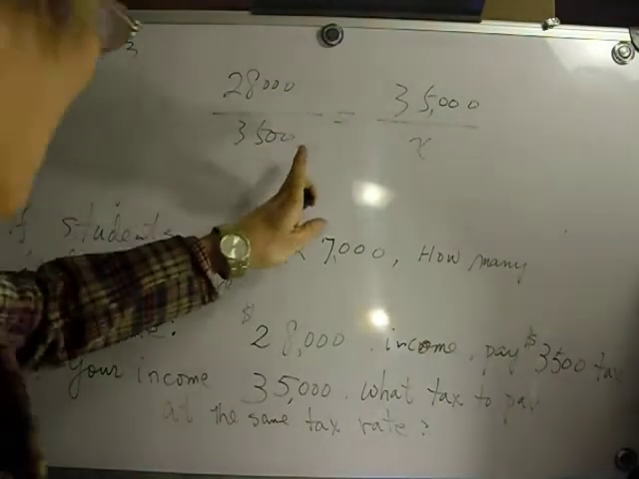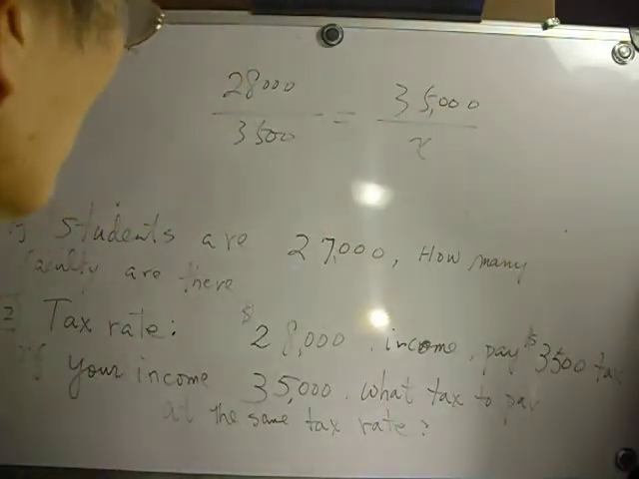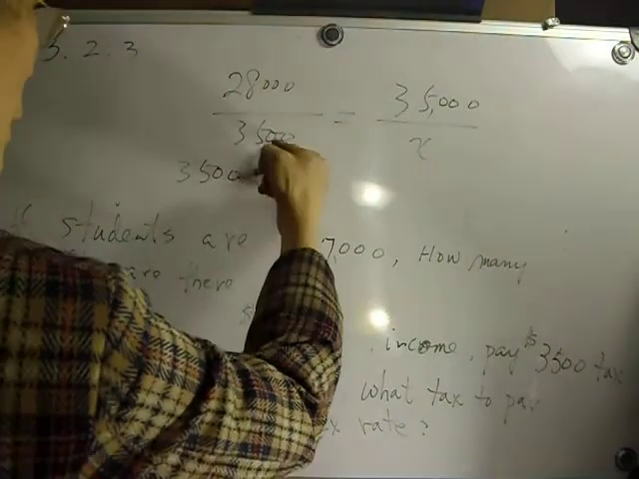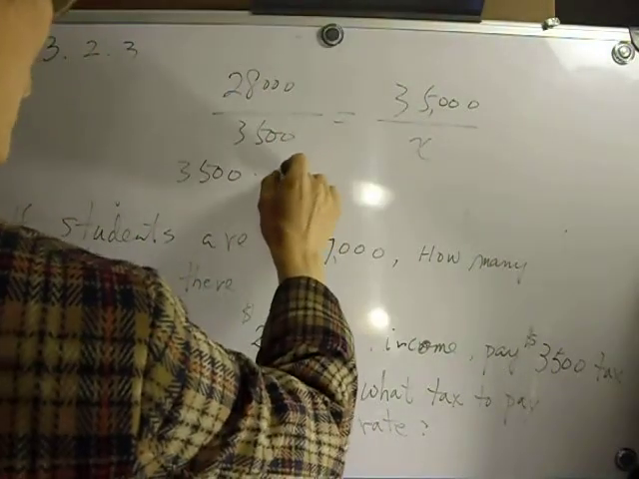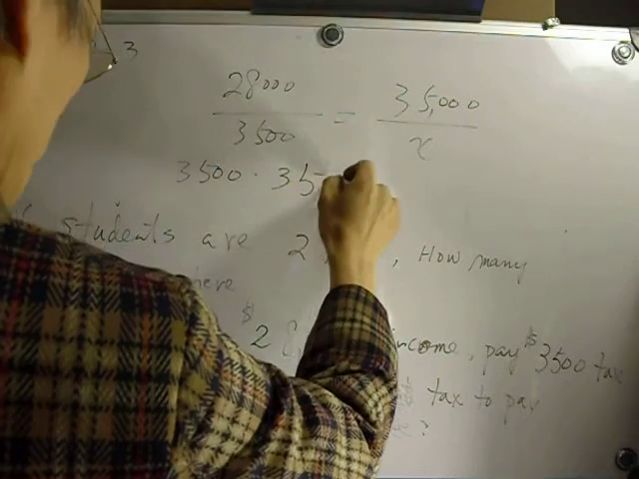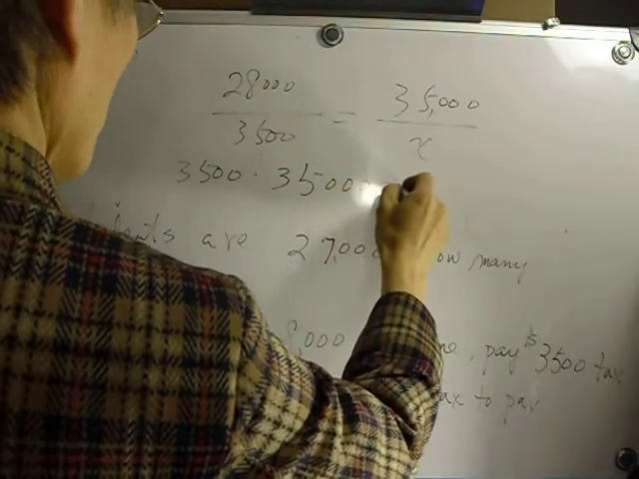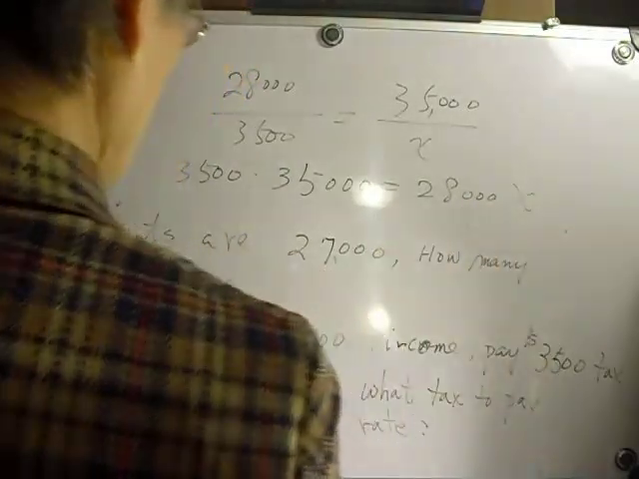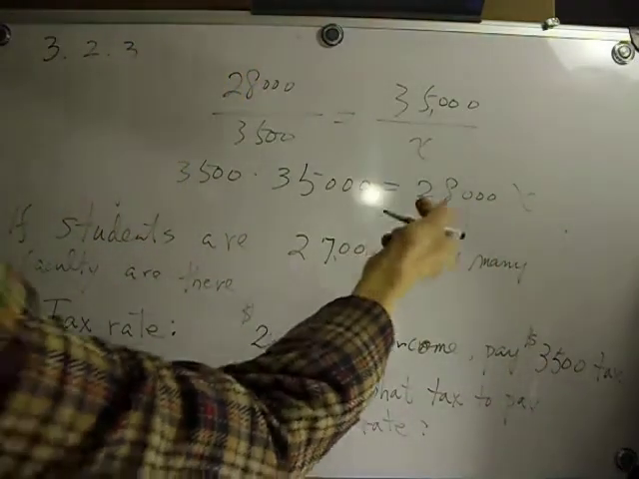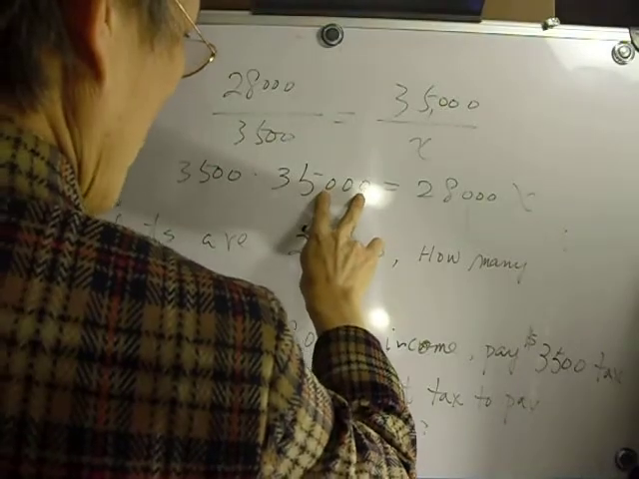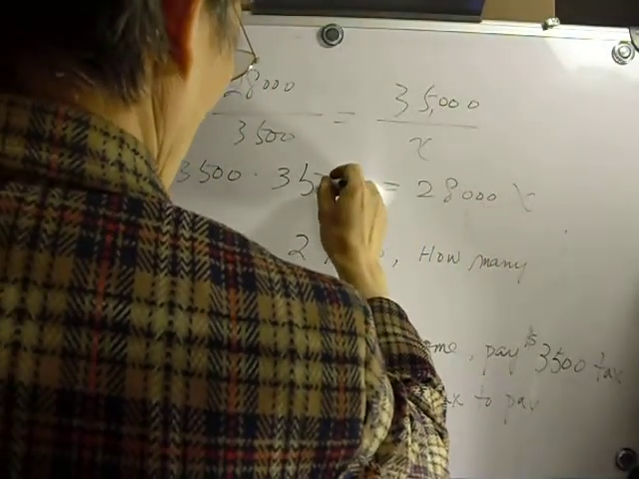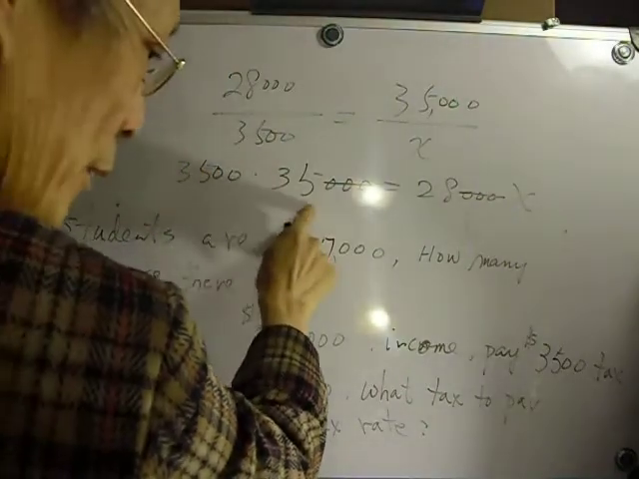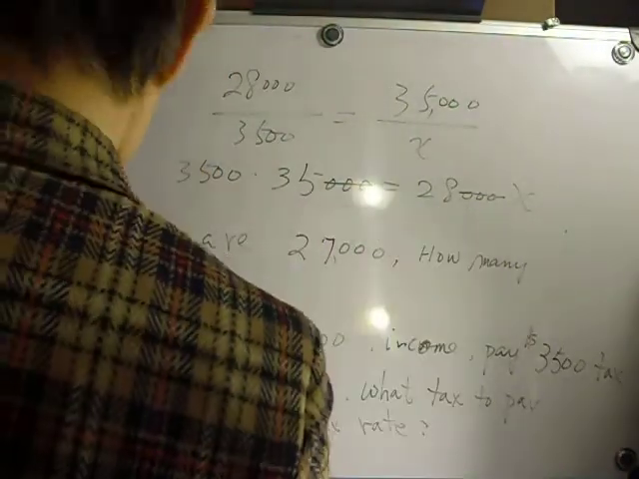Now, how do we solve it? You cross multiply. 3,500 times 35,000 equal 28,000 times x. By the way, you see on the left hand side you have 000 here. Actually, you can cross that out. It's like 3,500 times 35 equal 28 times x.